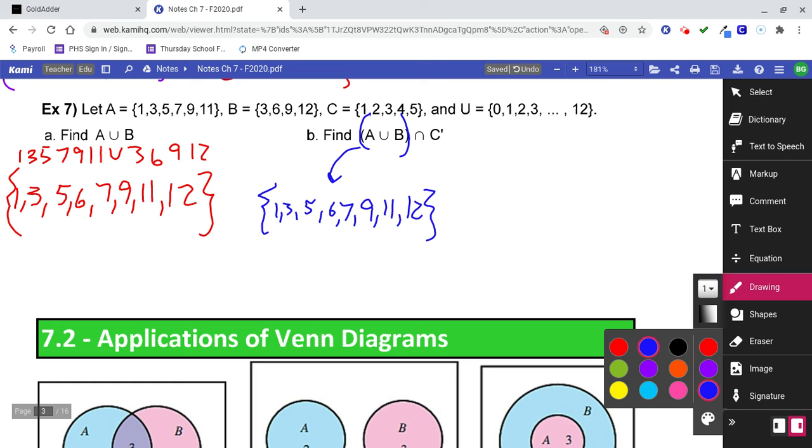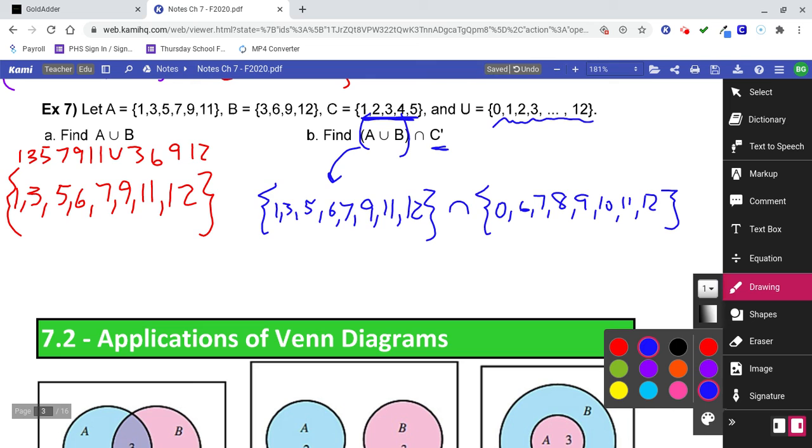But what we have to do now is we have to intersect that with not C. And so look up at C. C is 1, 2, 3, 4, 5. And here's my universe. So if it's not 1, 2, 3, 4, 5, everything else would be 0, 6, 7, 8, 9, 10, 11, 12.